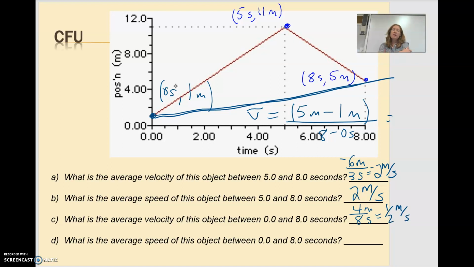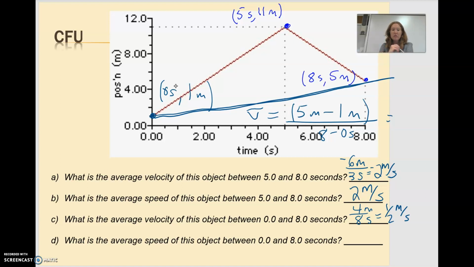Another way to say that is, how fast would I have to walk, let's pretend this is a person, in order to get to that final spot if I didn't do all that crazy walking around? I don't need to do all the forward and backward. I can just go straight there nice and slowly, okay, and get to that same spot.